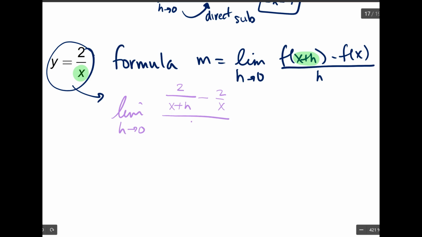So this one, it's not like the calculus concept is hard. It's literally the algebra. How do you simplify this? On top, I have 2 over x plus h minus 2 over x. I gotta fix that top first. I need to have the same least common denominator. Least common denominator. Okay. And now it's over. I ran out.